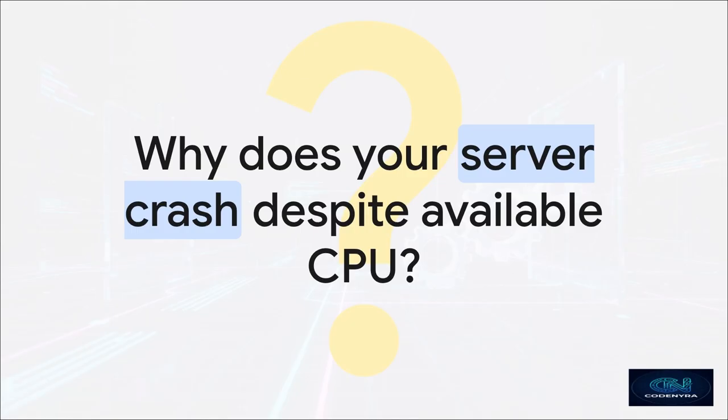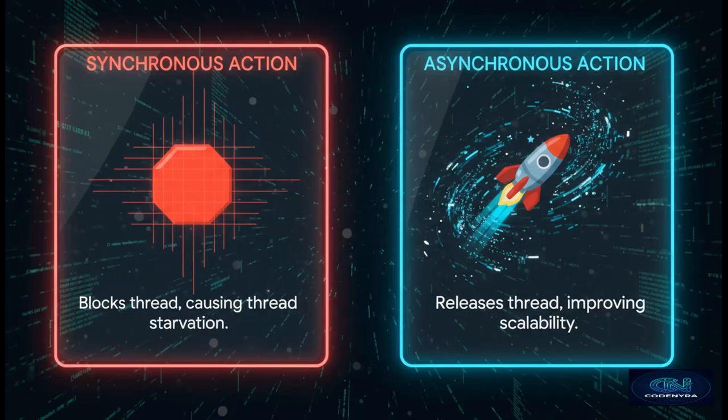Well, the answer is almost always this nasty little phenomenon called thread starvation. See, you haven't run out of processing power at all. You've simply run out of available threads to actually process those incoming requests because every single one of them is blocked, just waiting for something else to finish. To understand how we actually fix this, we need to look at the two fundamentally different ways your C# code handles these operations. First up, we have synchronous actions.